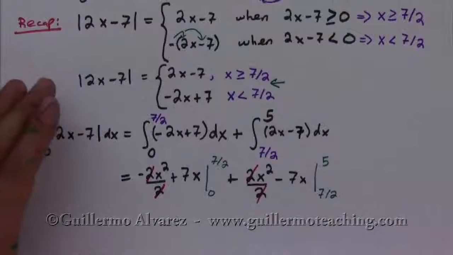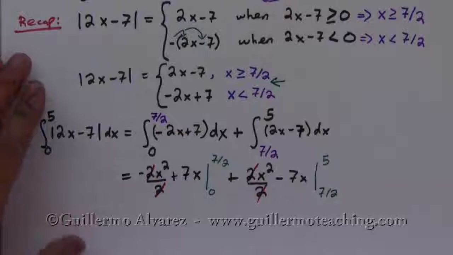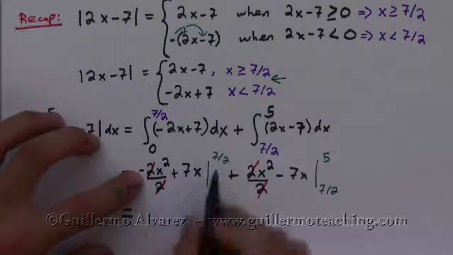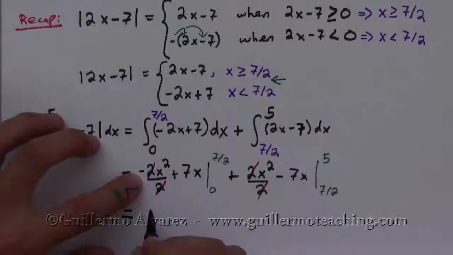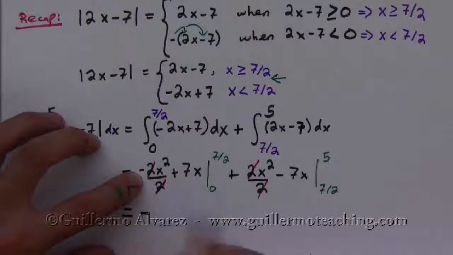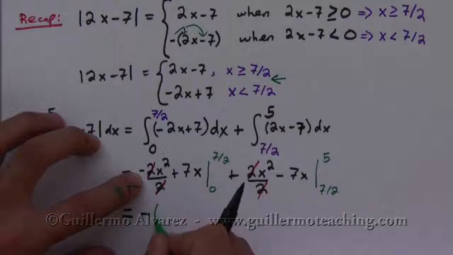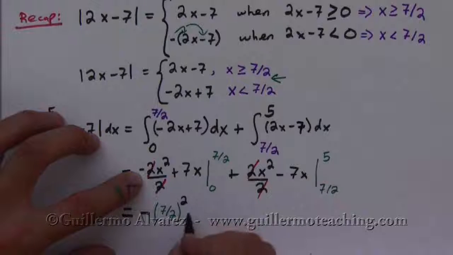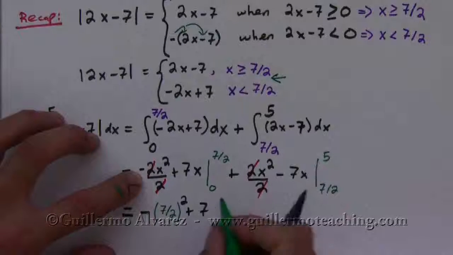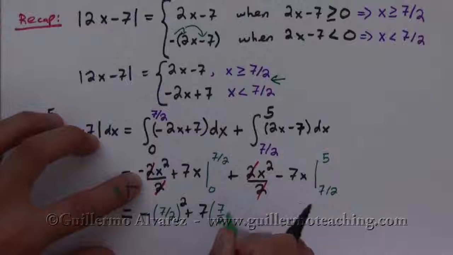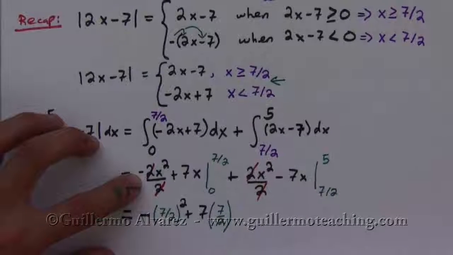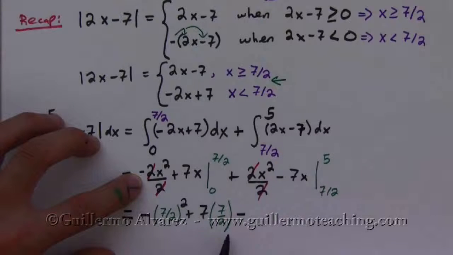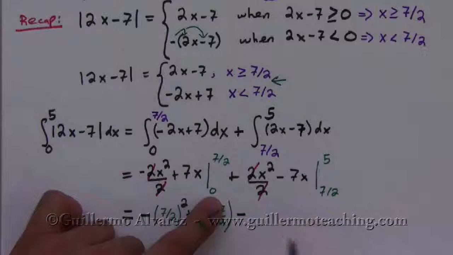Almost done. Alright, so now we plug in. So we have here top minus bottom by the fundamental theorem of calculus. So we get minus 7/2 squared plus 7 times 7/2 minus, so this is the top, minus plug in the bottom.